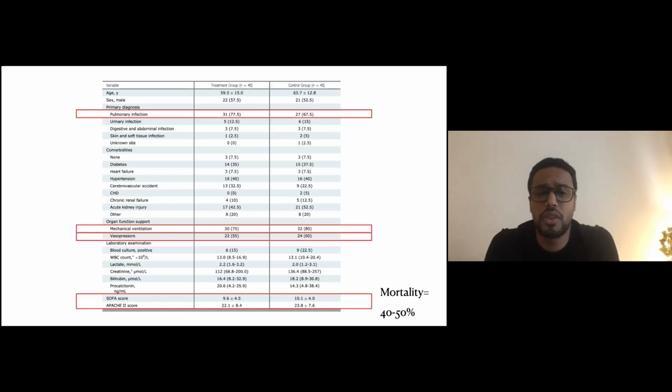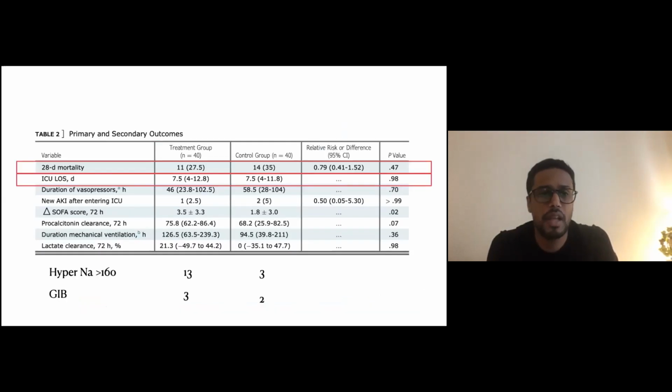And actually, those participants were at high mortality risk, like 40 to 50%, as we can see from the SOFA and APACHE score that they used and reported. So for the primary outcome, the mortality was 27.5% in the treatment group and 35% in the control group.